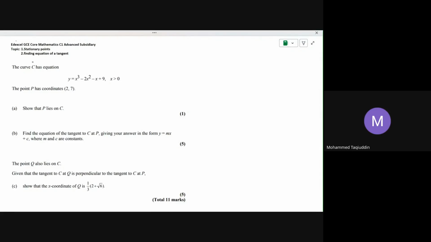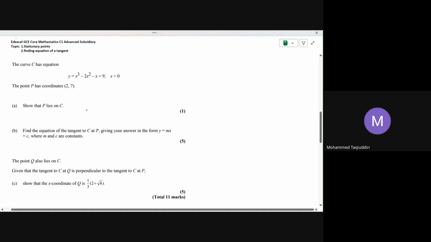Now, today we will see this one, stationary points and finding the equation of a tangent. This is an Edexcel GCE Core Mathematics C1 Advanced Subsidiary question. Anyway, you have the same concept everywhere. There is no change. Stationary points, you already know how to find. We will also see how to find the equation of a tangent.